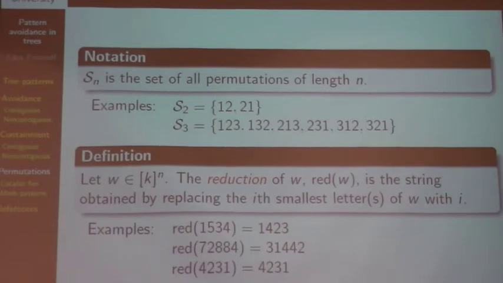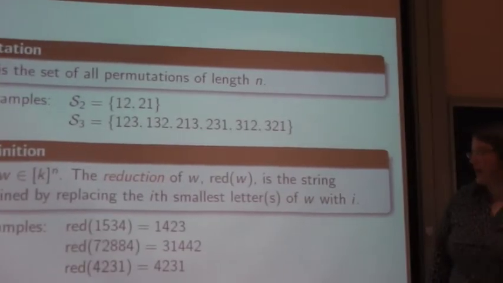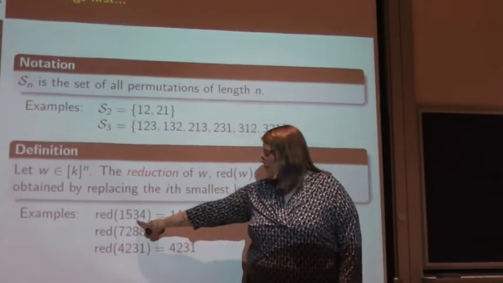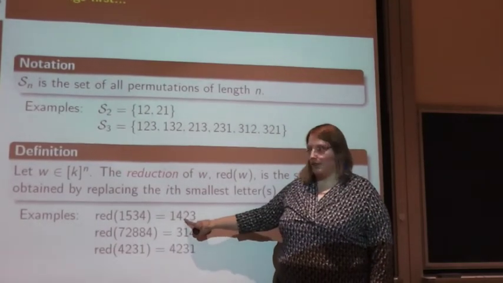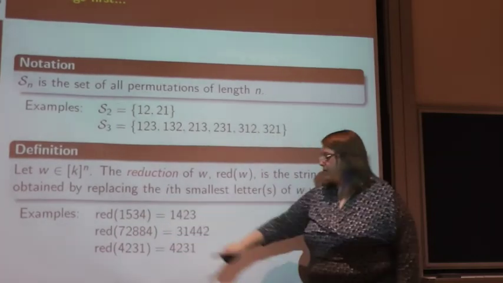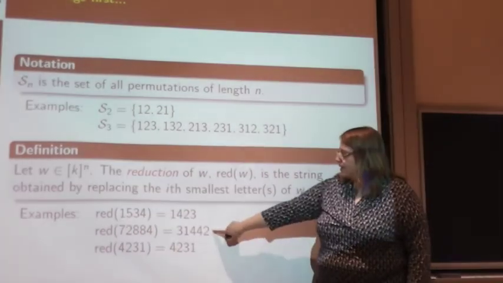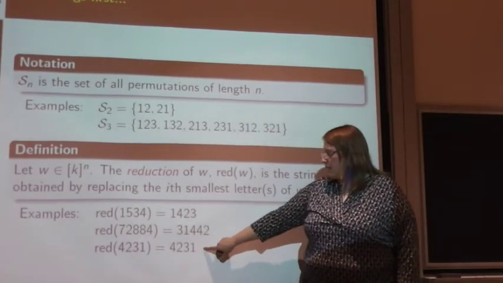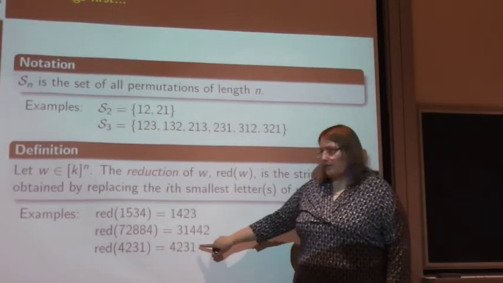And I need a way to look for smaller permutations inside of larger permutations, so this definition is a step in that direction. If I have a list of numbers, the reduction is what I get by replacing the ith smallest number with i. So for example, here the smallest number is 1. The next smallest number is the 3, so I put a 2 there. The next smallest number is that, so I put a 3 there. The next smallest number is that, so I put a 4 there. There's nothing to stop you from doing reduction where you have repeated digits, and there's nothing to stop you from having the reduction of a string be the original string.